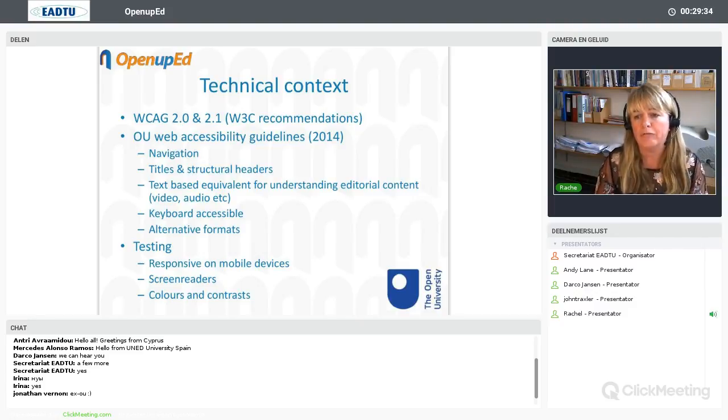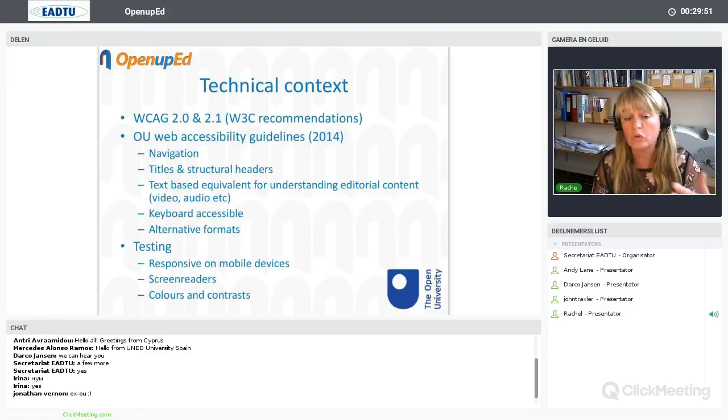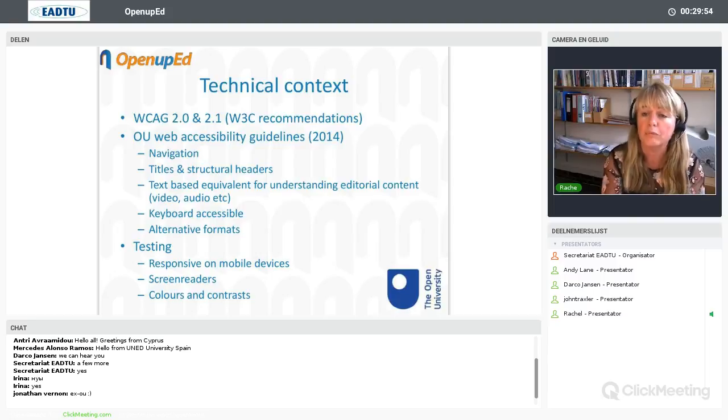And that's really about looking at the structure and navigation of websites and making sure they're accessible, that they work on different types of devices, and there's guidance there about making sure that adjustments are provided so that students can understand the editorial content. So the examples there around video and audio, so we have transcripts and captions, video captions as standard now as well, and keyboard accessibility would be a standard in that. And we are increasingly looking at providing alternative formats as standard now as well, which I'll come on to in a second.